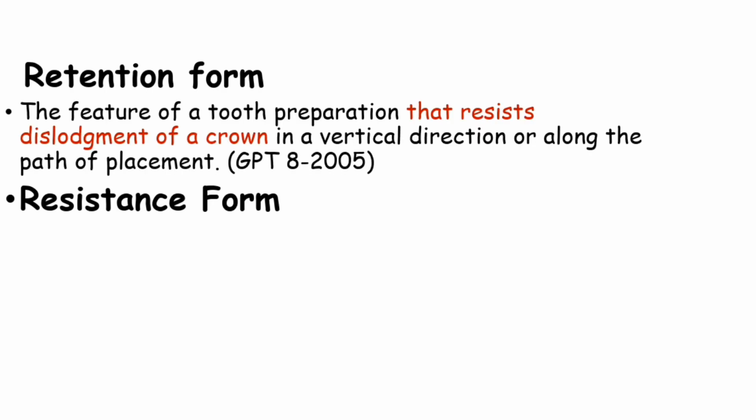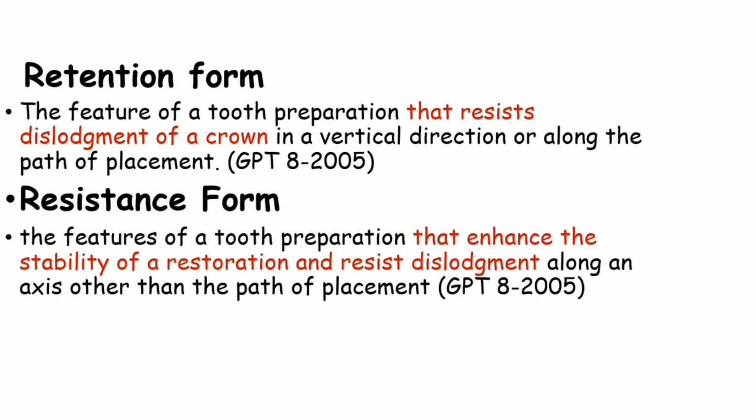So what is retention form? The retention form is a feature of tooth preparation that resists dislodgement of a crown in a vertical direction or along the path of placement. And the resistance form is the feature of tooth preparation that enhances the stability of a restoration and resists dislodgement along an axis other than the path of placement.